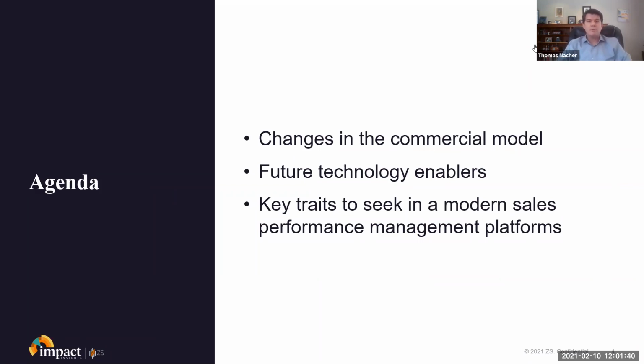First, I'm going to walk you through some important changes that we see in the healthcare landscape and in the commercial model that we feel are relevant to this topic. Then Abhi is going to walk us through some technology enablers that we feel are going to be critical in the future and that your organization may want to leverage. And then finally, we'll get to the key traits. We'll give you a checklist of what to seek in a modern sales performance management platform to help you in the future with your choices. So as you can see, busy agenda. Let's get to it.